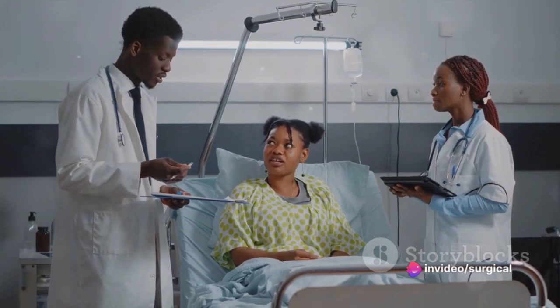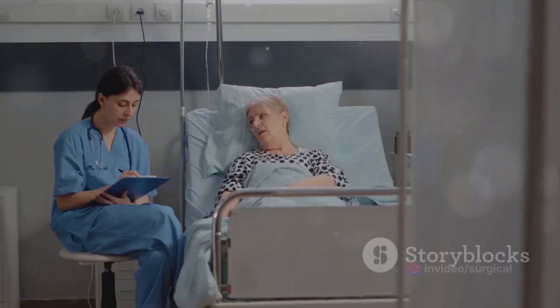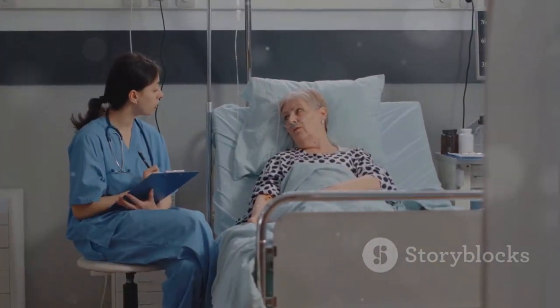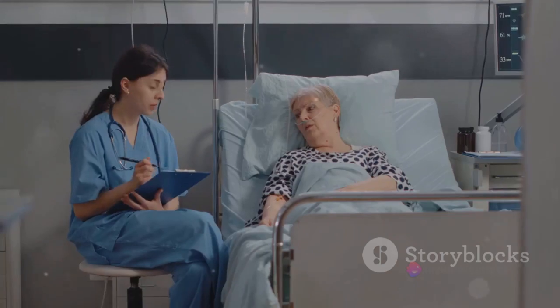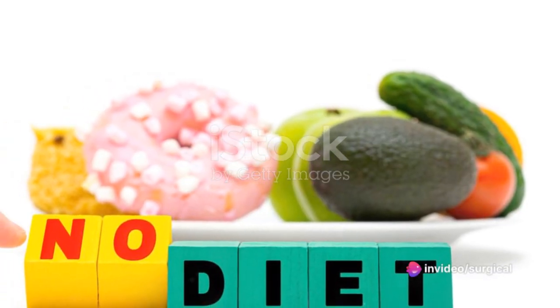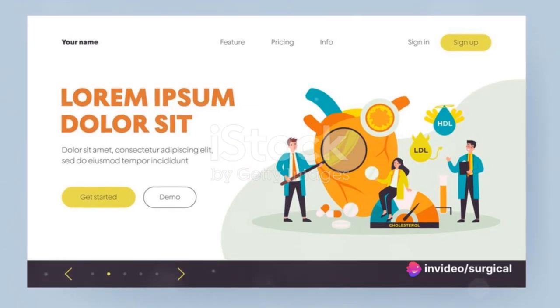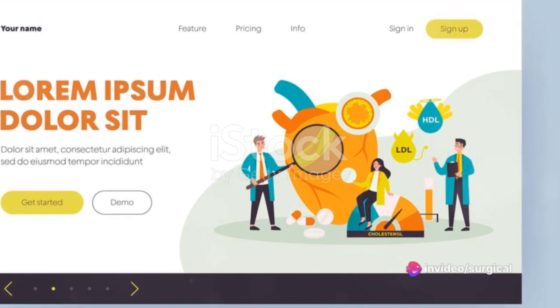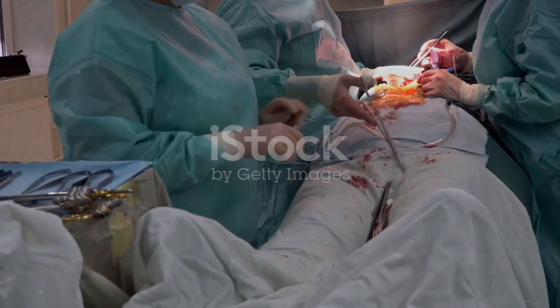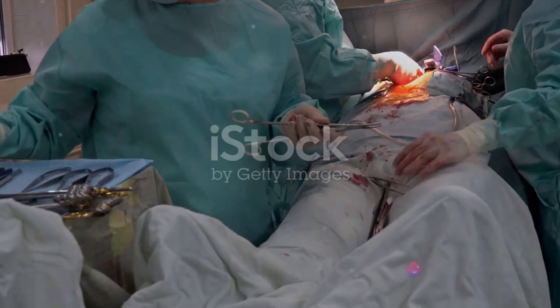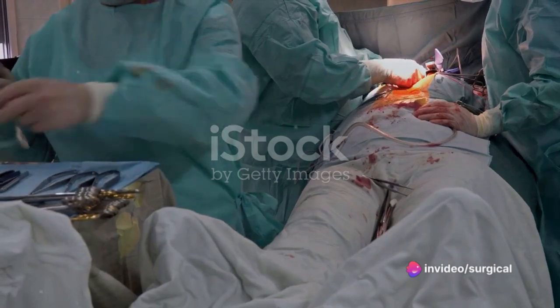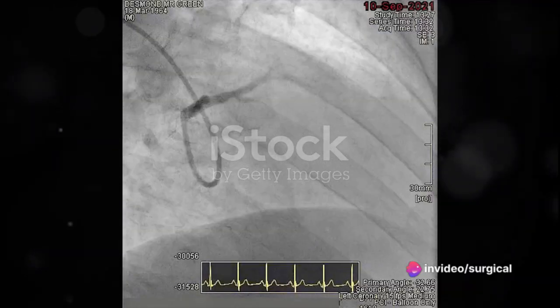Ultimately, the decision between CABG and stent placement should be made after thorough discussions with your healthcare provider, considering your individual circumstances and preferences. Make sure you've gathered all the facts, weighed the pros and cons, and made the decision that feels right for you. As we've seen, both coronary artery bypass grafting, or CABG, and stent placement are effective treatments for coronary artery disease, but they have different benefits and risks.